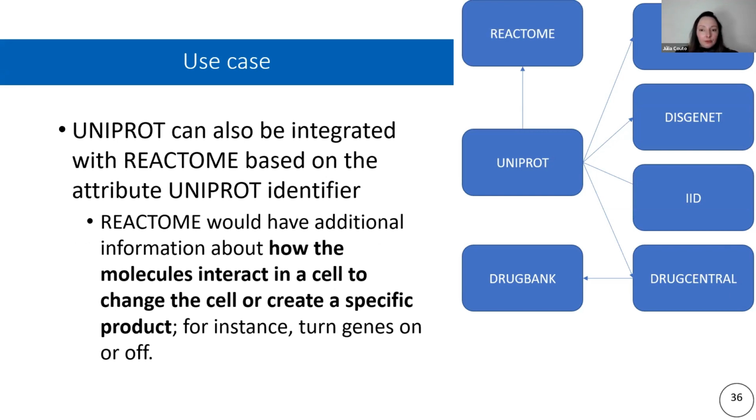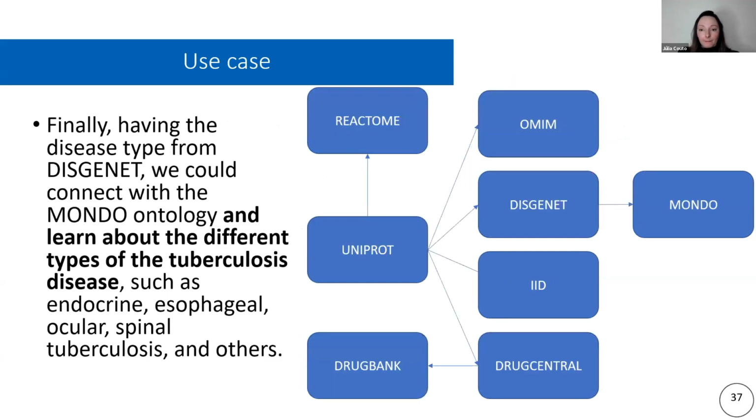And having UniProt data, we can also integrate with Reactome to understand how the molecules interact in a cell to change the cell or to create a specific product. Finally, we could connect DisGenet data with the Mondo ontology and learn about the different types of the tuberculosis disease, such as ocular and spinal tuberculosis.